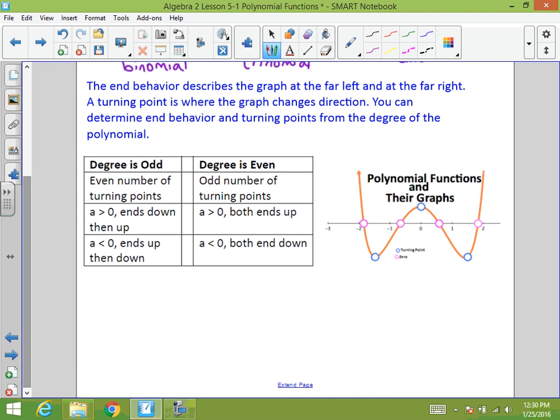So with this particular graph, this W-looking graph that I have here, I have 3 turning points, so I have an odd number of turning points, which means it's of an even degree. And both ends are up, which means we know the leading coefficient in front of the first term has to be positive. Okay? So let's take a look at some other things.